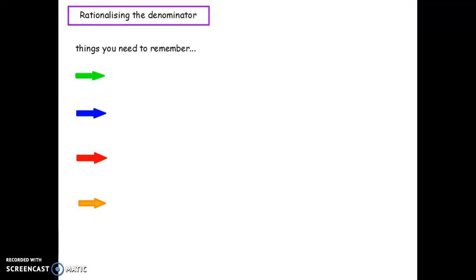In this lesson, we're going to learn about rationalising the denominator. To do this, there's a couple of things you need to remember. First of all, a surd is an irrational number. So anytime you have something like root 3 or root 2, it's an irrational number. So by rationalising the denominator, we're getting rid of any surds that might be in the denominator.